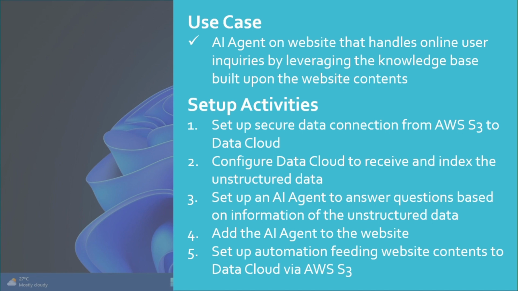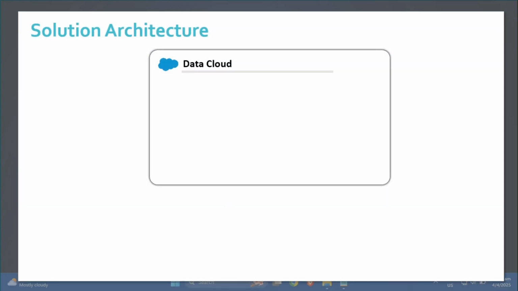Next, we set up an AI agent to answer questions based on information from these unstructured data and deploy the AI agent to the website. Finally, we set up the automation for feeding the website contents to Data Cloud via AWS S3. This diagram shows how the different pieces of the puzzle come together to bring this solution to life.